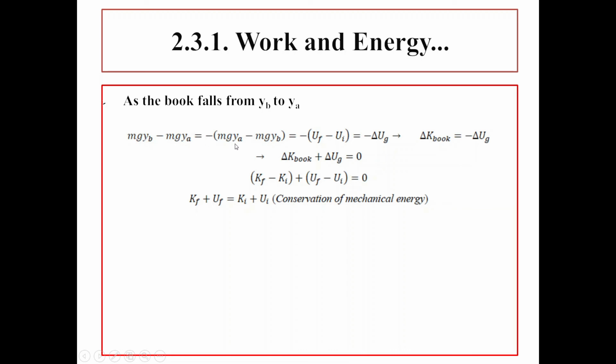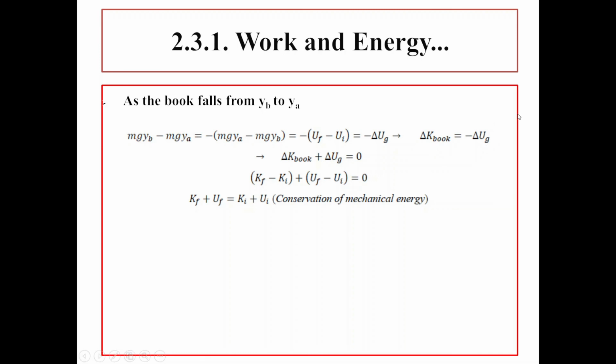So from this, it's possible to write that this is the final potential energy at point A, because it started at point B, then goes to point A. The initial potential energy is at point B. Therefore, the change in kinetic energy of the book is equal to minus the change in potential energy. This is how we relate the potential energy and the kinetic energy.